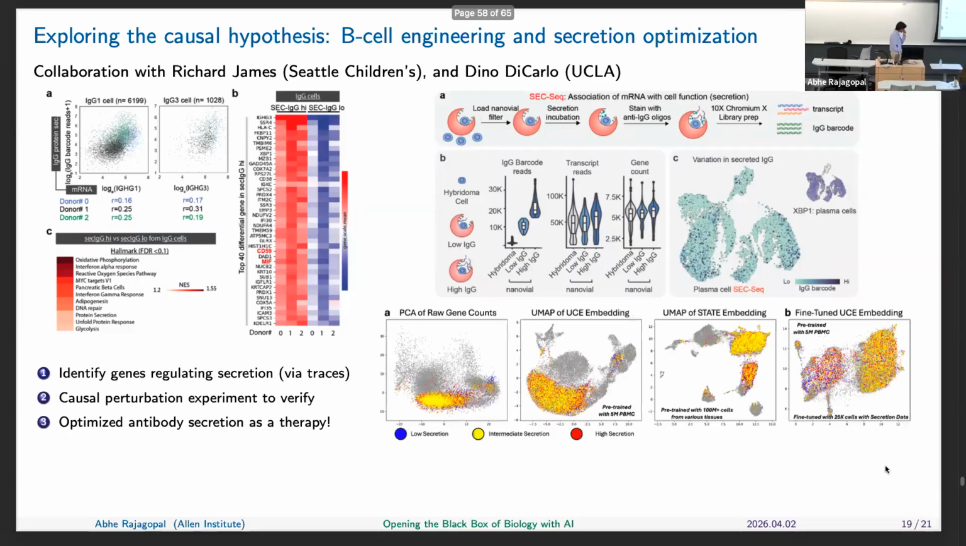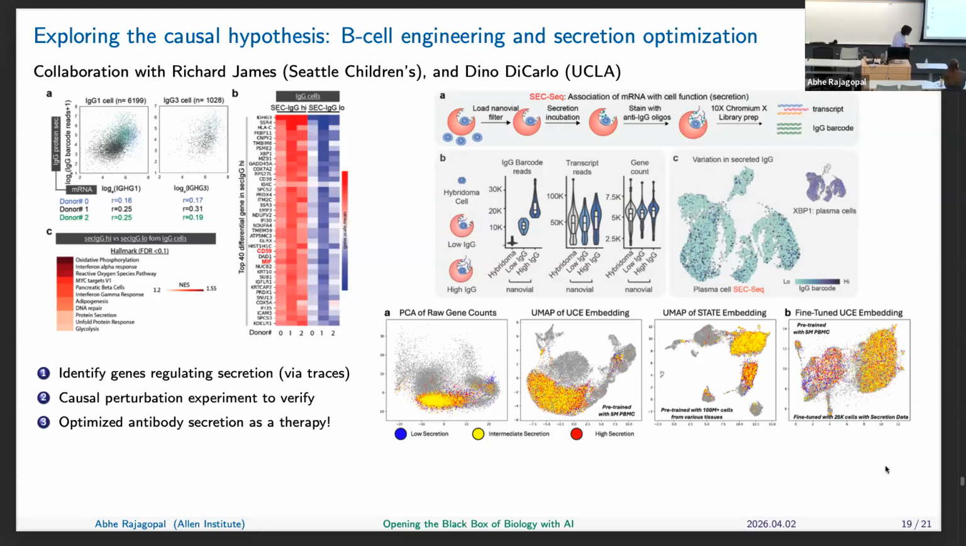And so basically what I started looking at is, can we look at traces and can we understand what the differences are in secretion level? The problem with their method is they're not able to optimize it. Every time you grow a culture of cells, some of them will secrete a lot, some of them will secrete little. So what we asked is, is there a genetic basis for why secretion occurs, and can we do causal experiments?